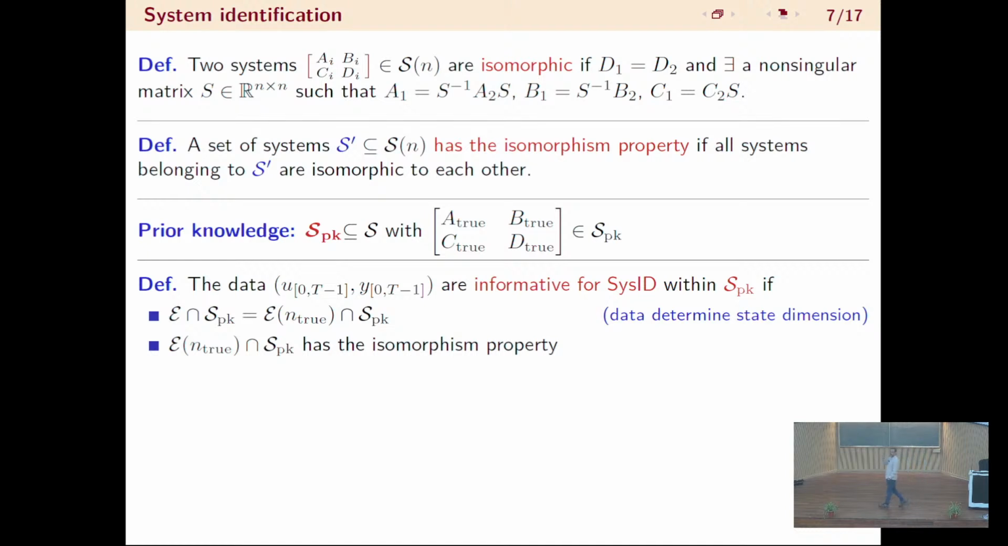Up to state space transformation, there is a unique system within SPK that generates the data. This is a kind of abstract definition, depending on what kind of prior knowledge you know. If you specify SPK, I mean, for different SPK you have different conditions. Is this clear?